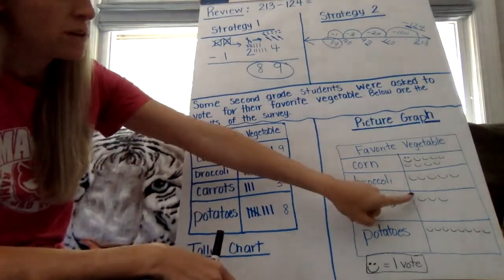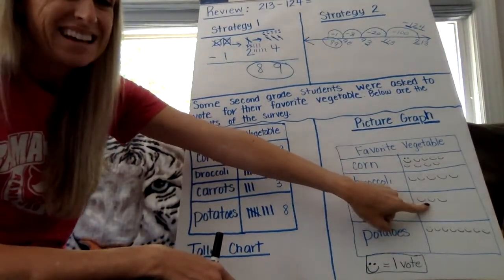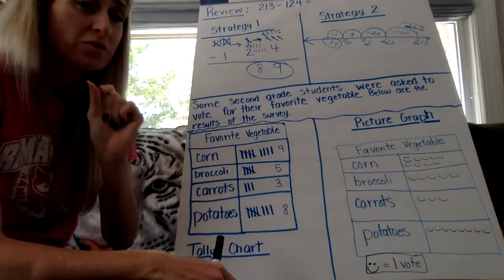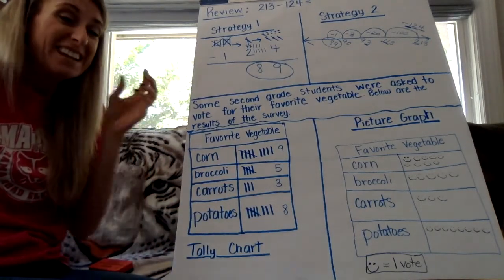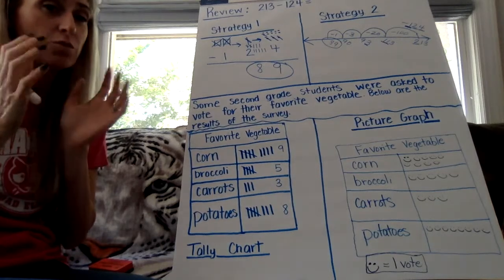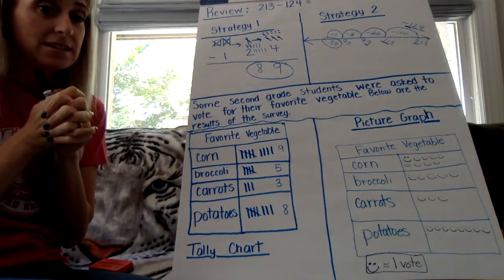And you also want to make sure that your picture is the same size. So if you're drawing a smiley face, you don't want to draw a huge smiley face for one vote and then a tiny smiley face for another vote. You want to keep them similar sizes.